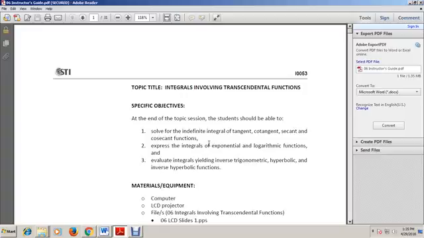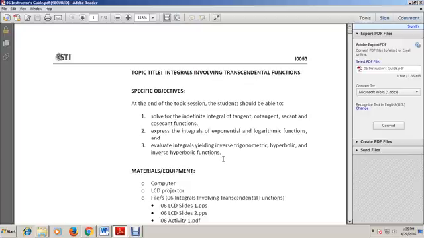Okay, so for today's objectives, we should be able to solve for the indefinite integral of the tangent, the cotangent, the cosecant functions. Next, we should be able to express integrals of exponential and logarithmic functions and evaluate integrals yielding inverse trigonometric, hyperbolic, and inverse hyperbolic functions.